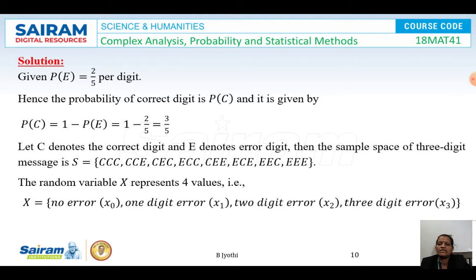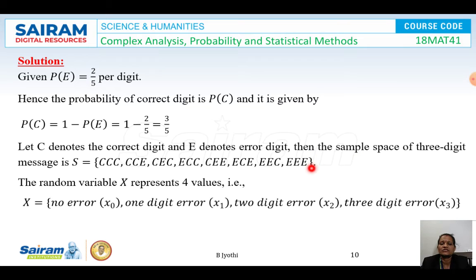Given P of E is equal to 2 by 5 per digit, hence the probability of the correct digit is P of C, and it is given by P of C is equal to 1 minus P of E, because the probabilities of the correct digit and the error digit should sum to 1. Therefore, P of C is 1 minus 2 by 5, which is 3 by 5. Let C denote the correct digit and E denote the error digit.